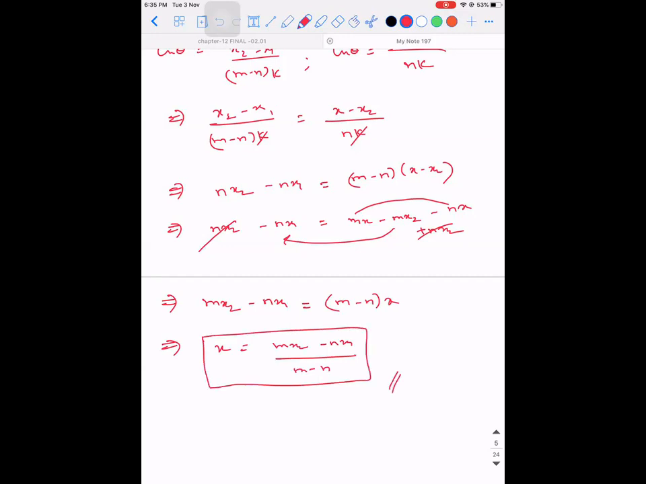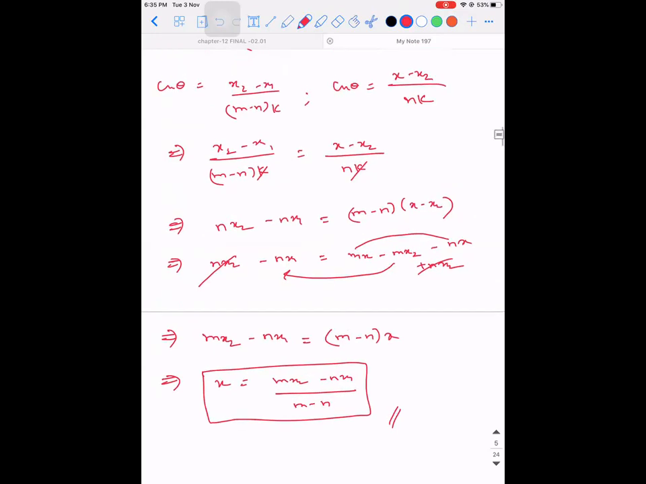See, it's a simple logic, guys. There's the proof. The logic is very simple. So in the question, if they say the point is dividing the 2 points internally, it is plus in the numerator. If they say the point is dividing externally, it is minus in the numerator and the denominator. That's it. But the logic is same.